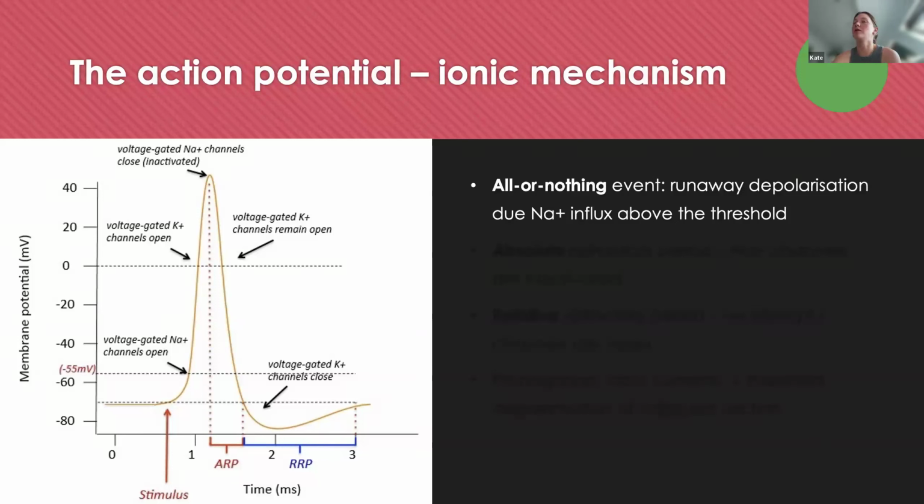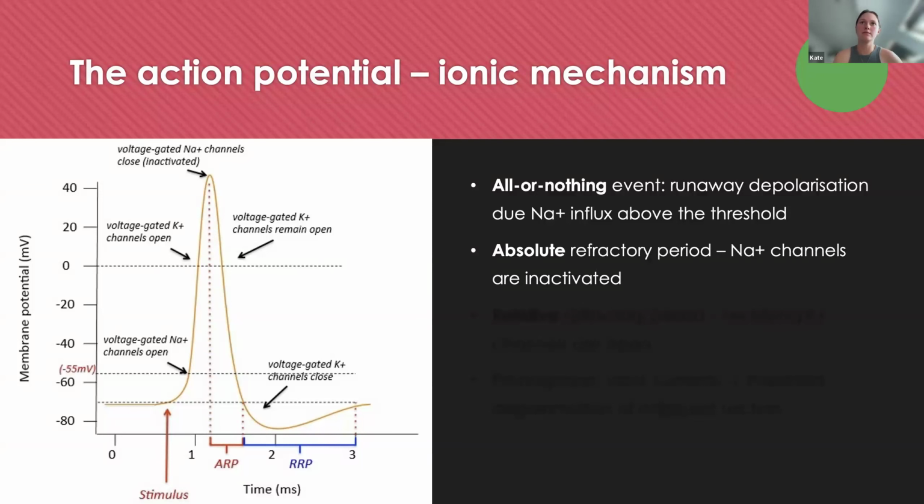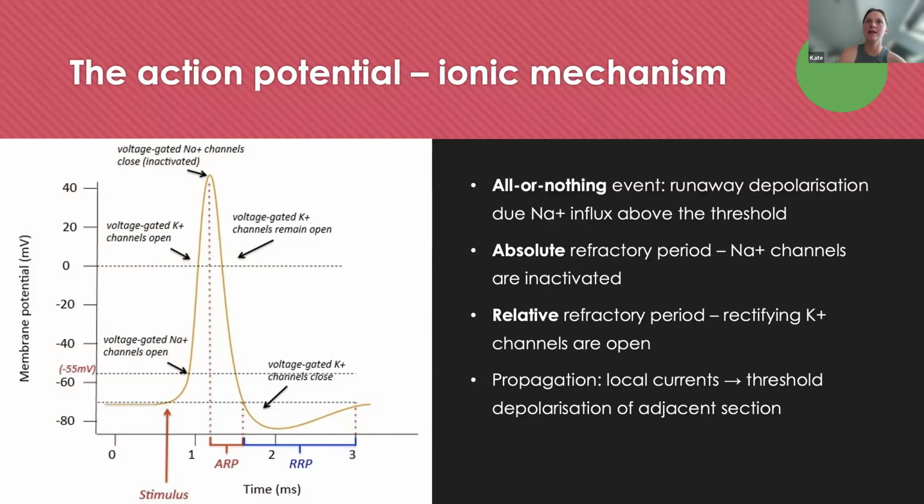And this is some facts about the action potential. It's an all or nothing event, and that means that as soon as sufficient voltage gated sodium channels have opened and there's enough sodium influx into the neuron, loads of them open and it causes a huge spike. So you can't have a half action potential. It's all or nothing. It either goes or it doesn't go. And then we talked about these periods, and then there's propagation of the action potential down the neuron via local currents, and we'll talk about that.